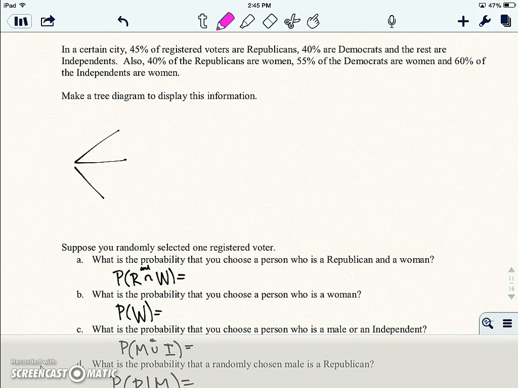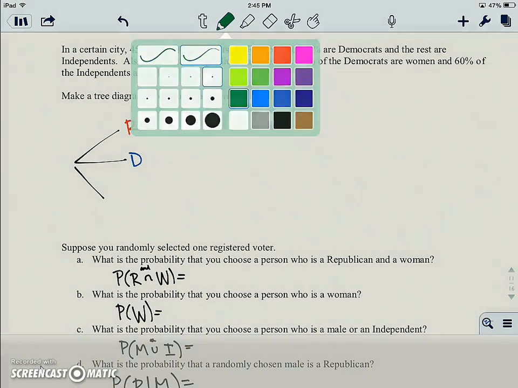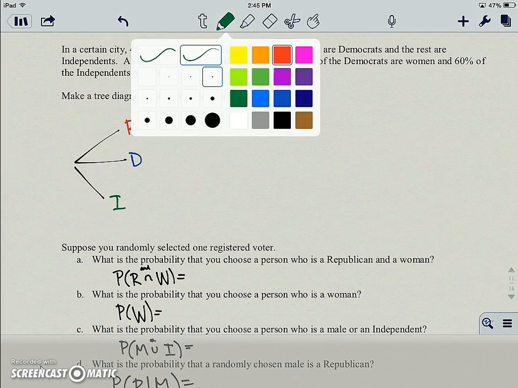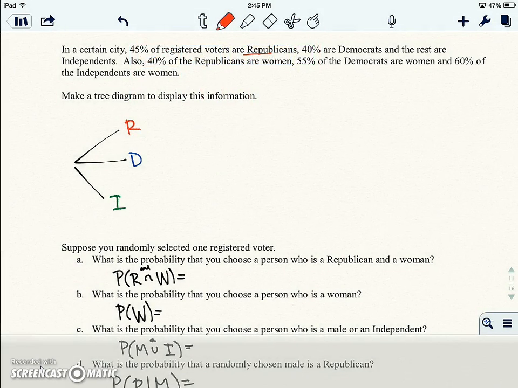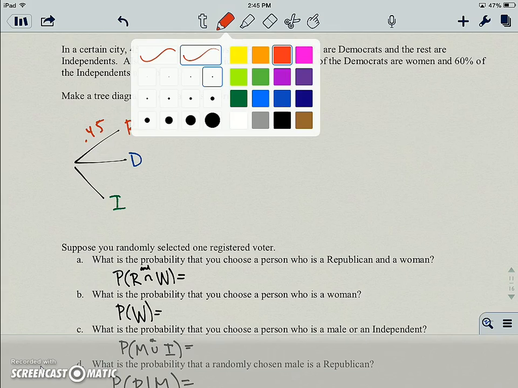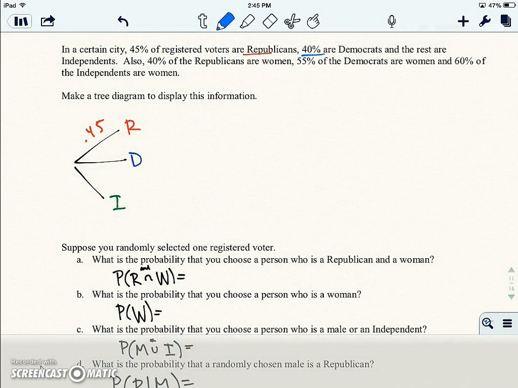So we're going to start with the first three things that they gave us, that we have Republicans, Democrats, and independents. And if I look, the probability of being a Republican is 45%. The probability of being a Democrat is 40%. And the probability of being an independent is the rest. Well, 45 plus 40 is 85, so we have a 15% chance of being independent. And then we break each chunk down.